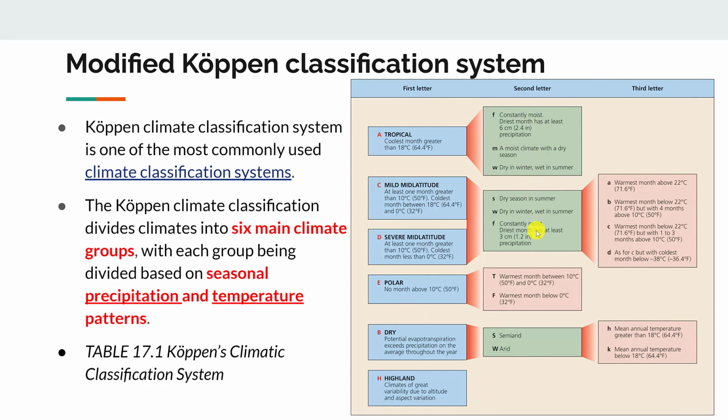The second letter is about precipitation. You can see here we have F, which means all year long you have very moist months. So we're talking about precipitation and seasonal change. Monsoon, we learned monsoon, right? It is very moist versus a very dry season, when the wind shifts over the continent and you have a moist season versus a dry season. W is mainly dry in winter and wet in summer.